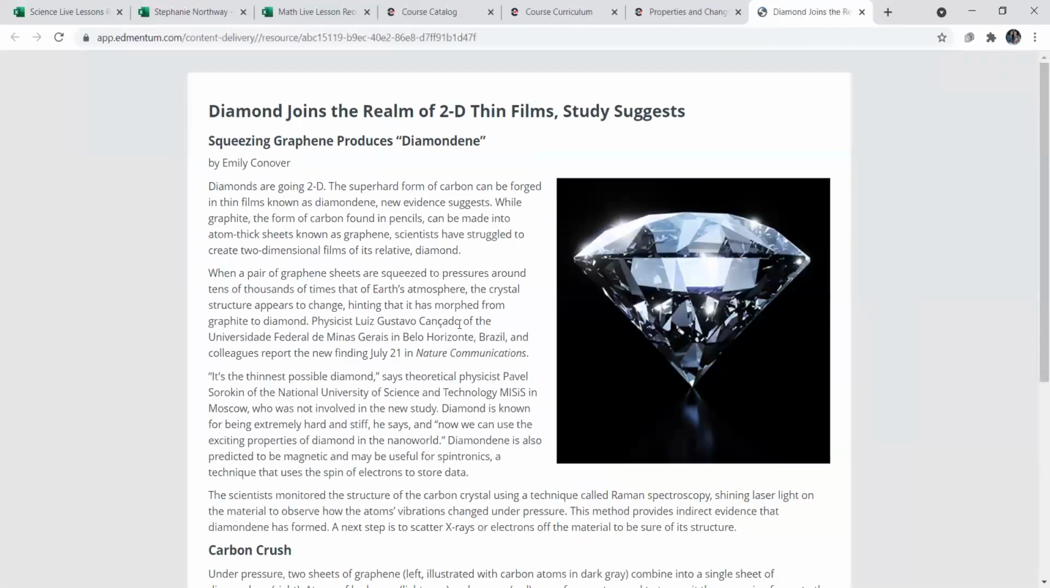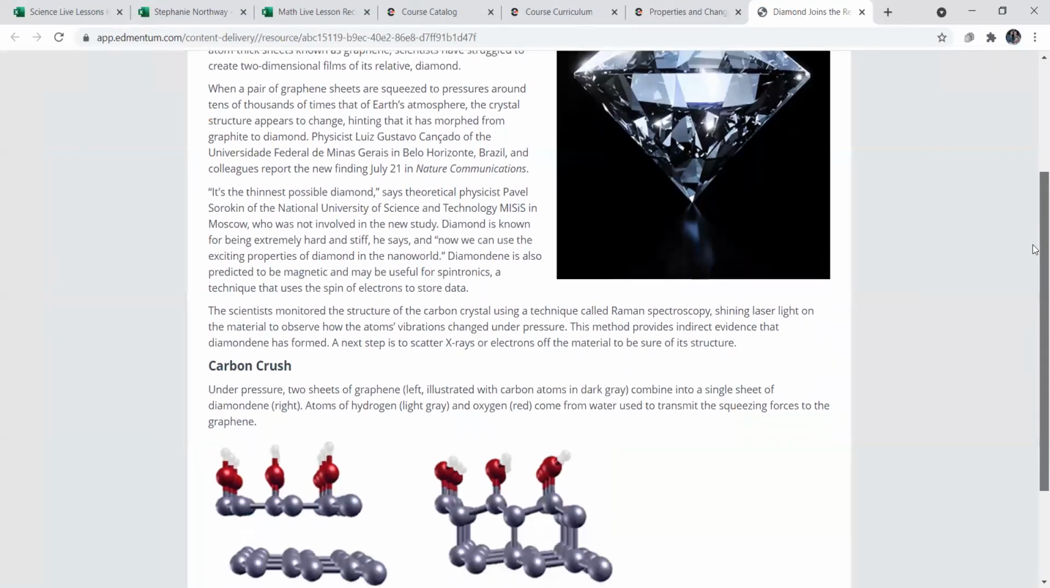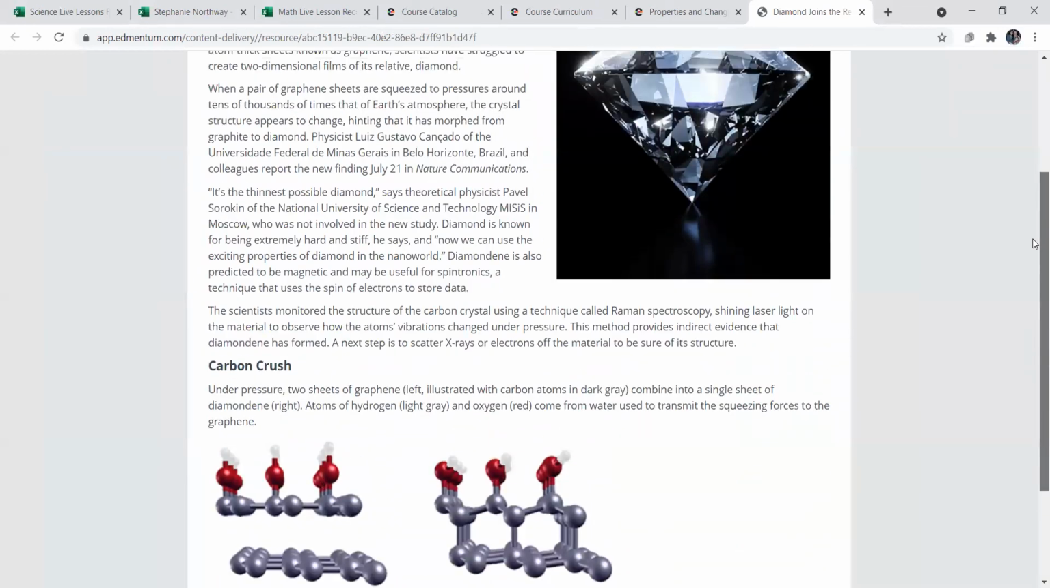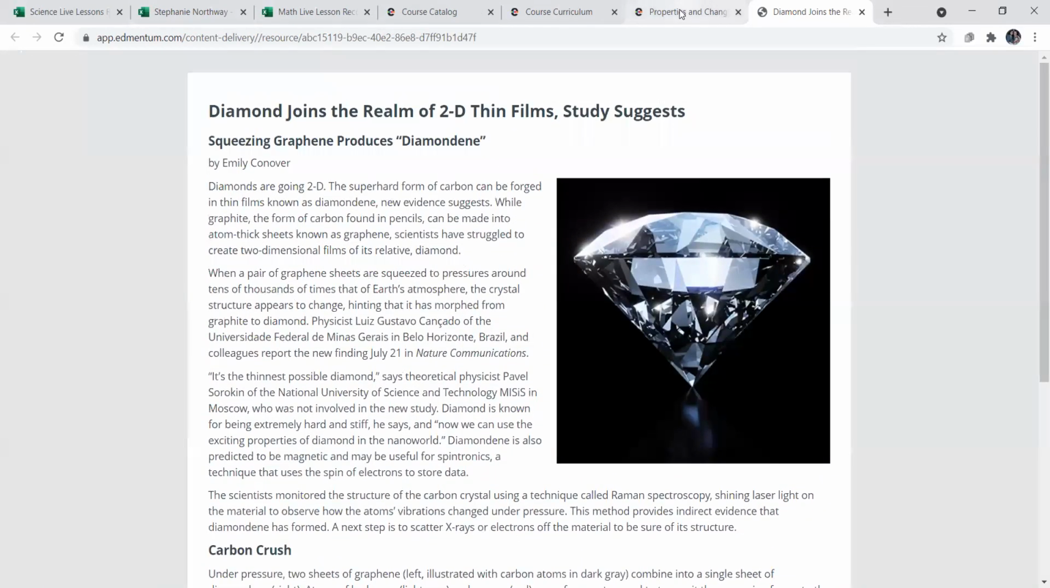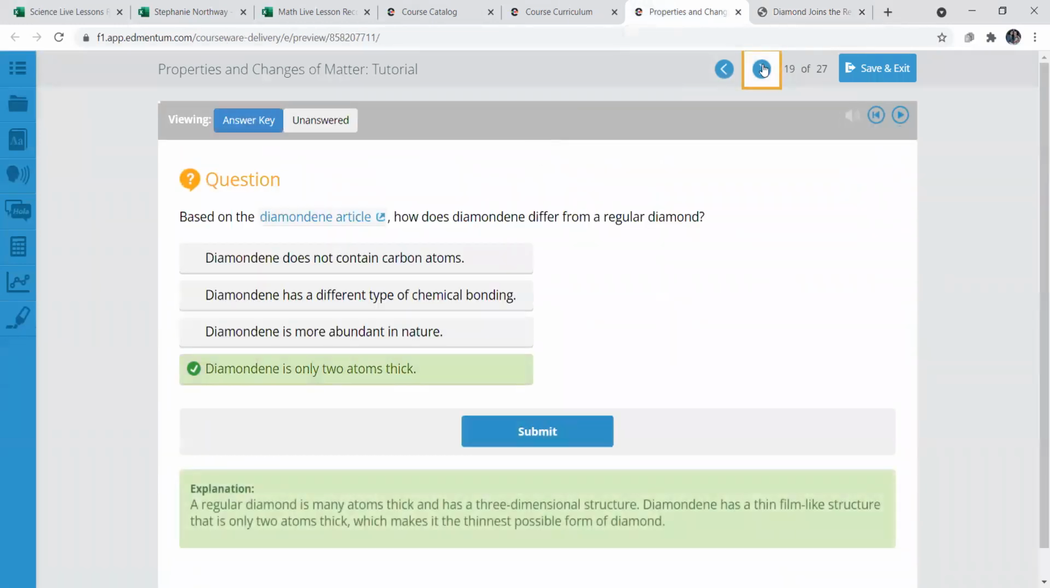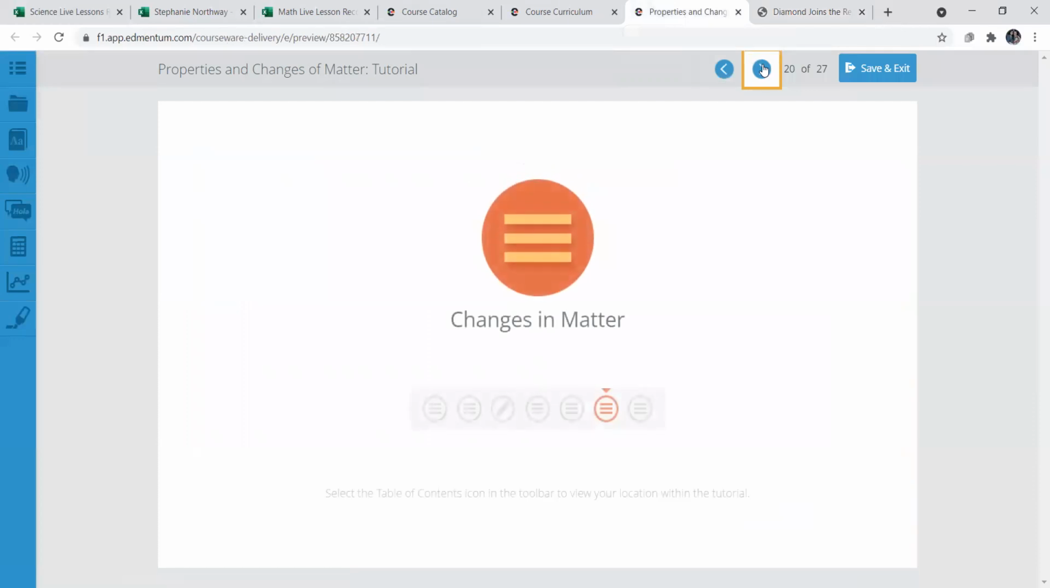And then if you click the link, there is another article about diamonds. It talks about what happens to make diamonds, carbon crush. Diamonds are made under pressure. Just a fun fact. And we'll let you read that on your own as well.